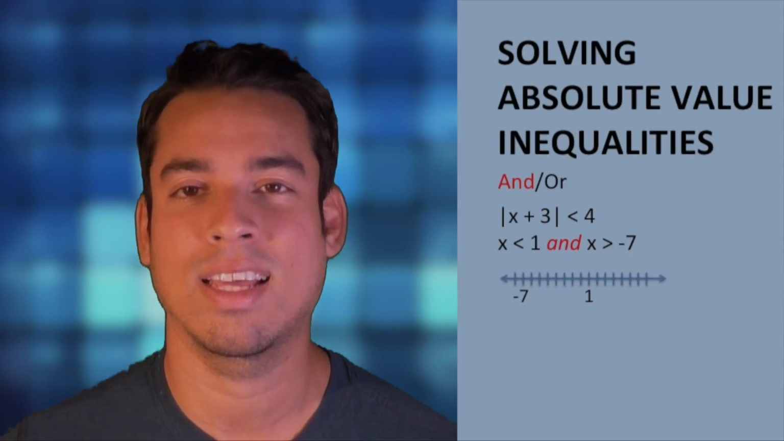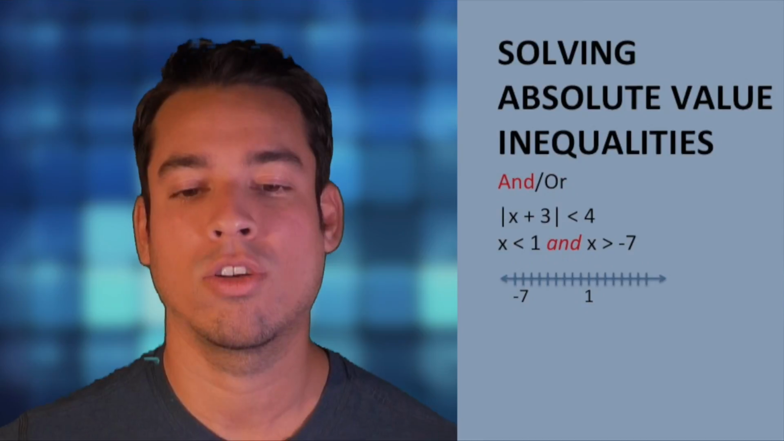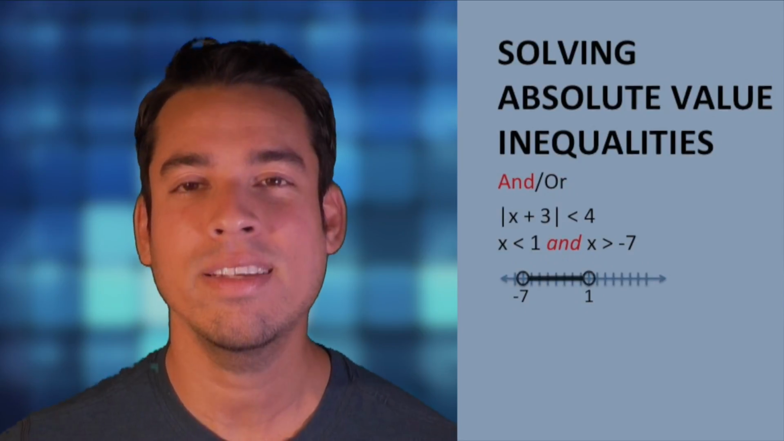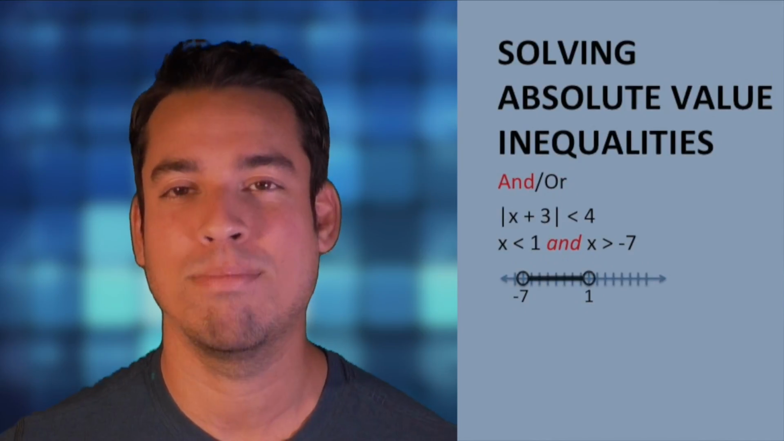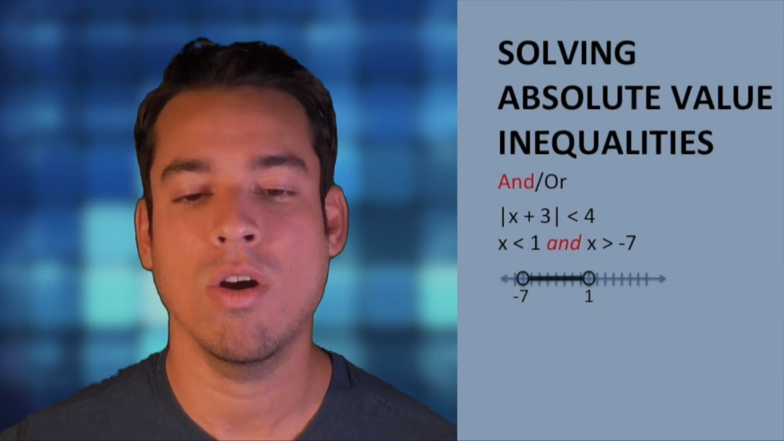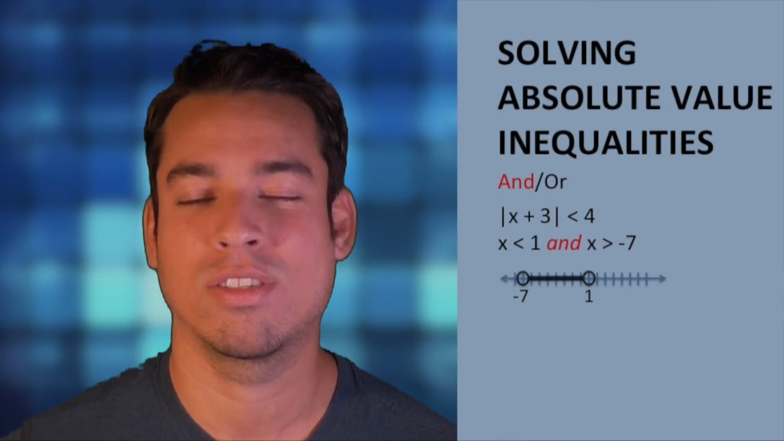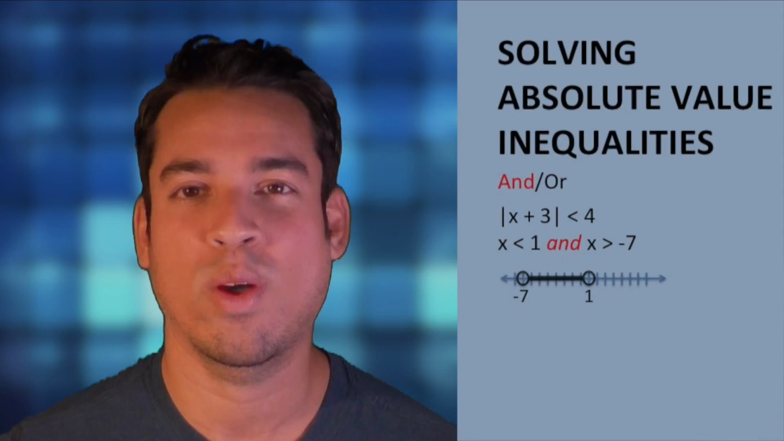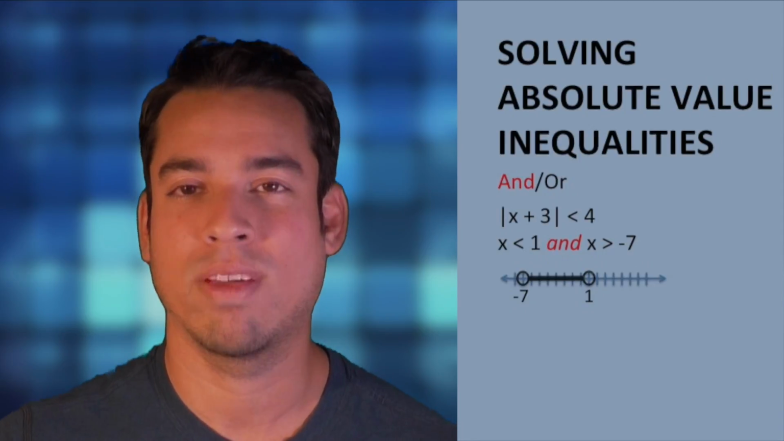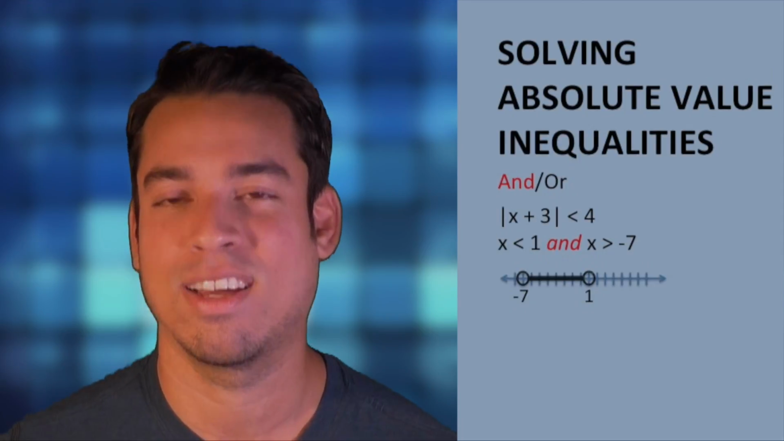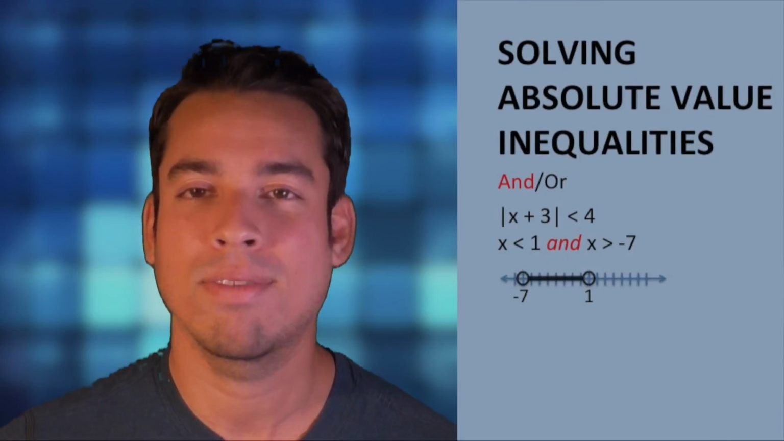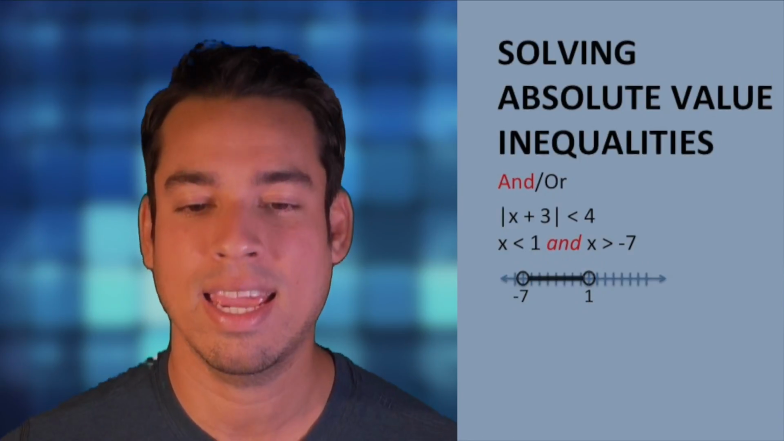And then we sketch something like this, right? We have our circles at 1 and -7, and our solution set is everything in between. The way that we know this is going to be an AND versus an OR is that in the original equation, whatever's in the absolute value is less than another value. So whenever we have it being less than something, it's going to be AND.